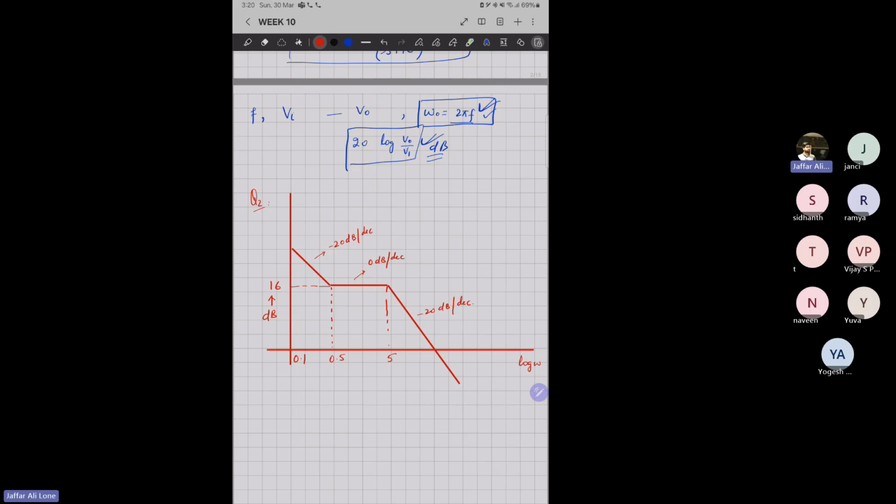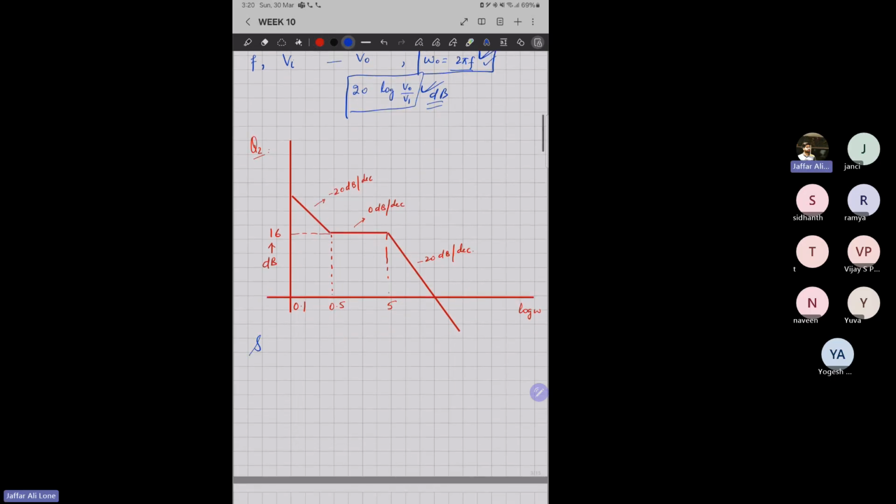Okay, so let's solve this problem. Our first task is to identify the corner frequencies. We have two corner frequencies here where my slope is changing: one is at 0.5 and the other one is at 5, because you see my slope changes at 0.5, it becomes 0. And then again at 5, it becomes minus 20 dB per decade. But here, unlike the first problem where my initial magnitude was constant, I have slope changing right from the beginning, and I don't know what the value is here.